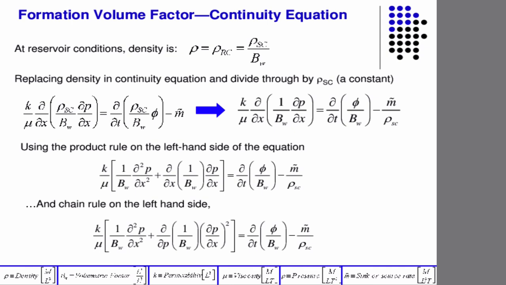Okay, and so these are the final manipulations we did. We substituted in the formation volume factor so that we got these equations, and then we used a series of product rules and chain rules to manipulate the equations further such that we eventually got this, and then we said that this, for small compressibility, goes to zero.